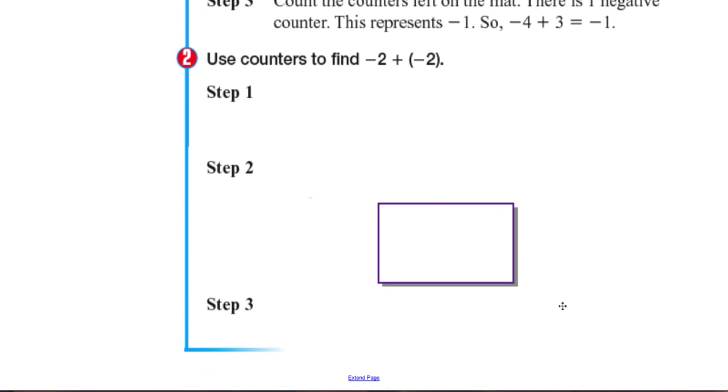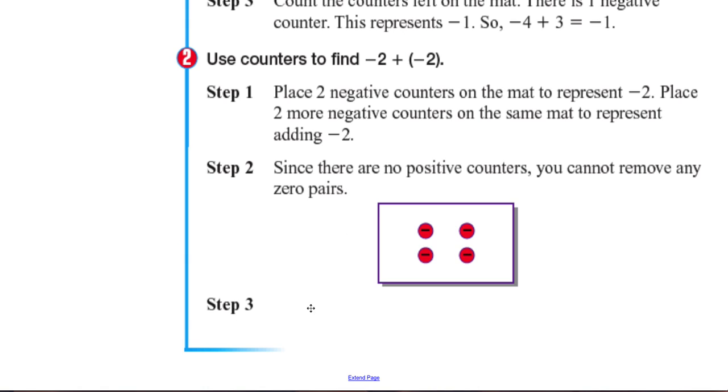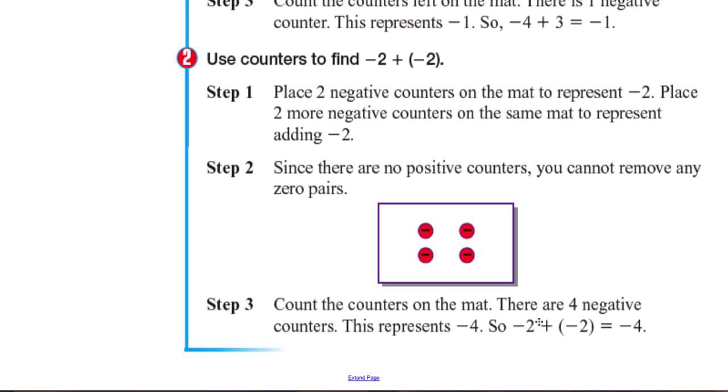Let's take a look at example number 2. We want to find out negative 2 plus negative 2. So first step, place 2 negative counters on the mat to represent negative 2. And then since we're adding negative 2, place 2 more negative counters on the same mat. Since there are no positive counters, you cannot remove any zero pairs. So simply count the counters on the mat. There are 4 negative counters. So negative 2 plus negative 2 is equal to negative 4.